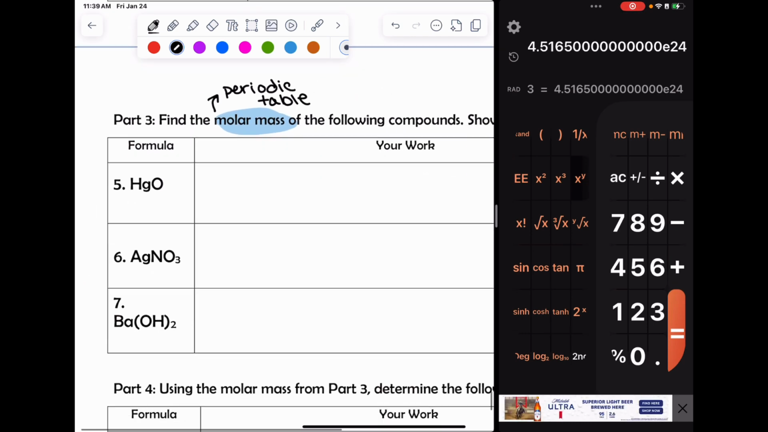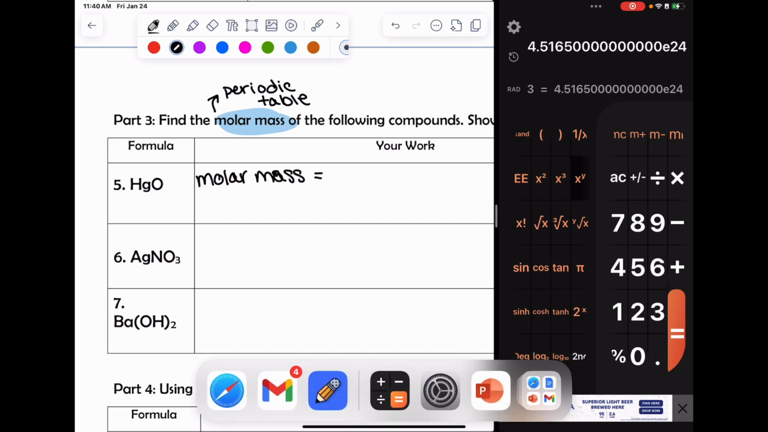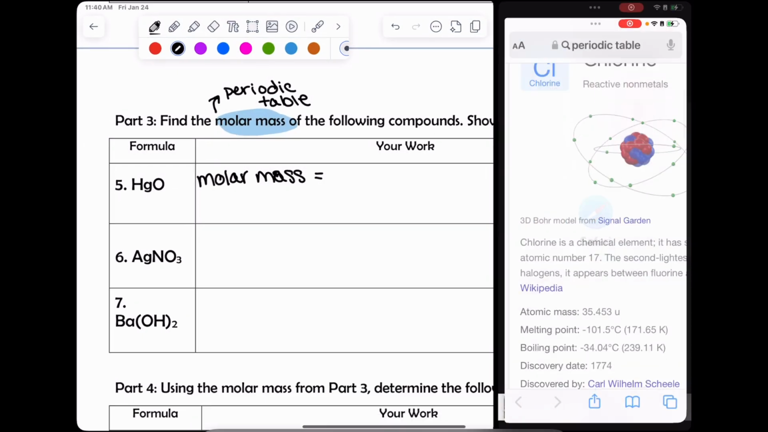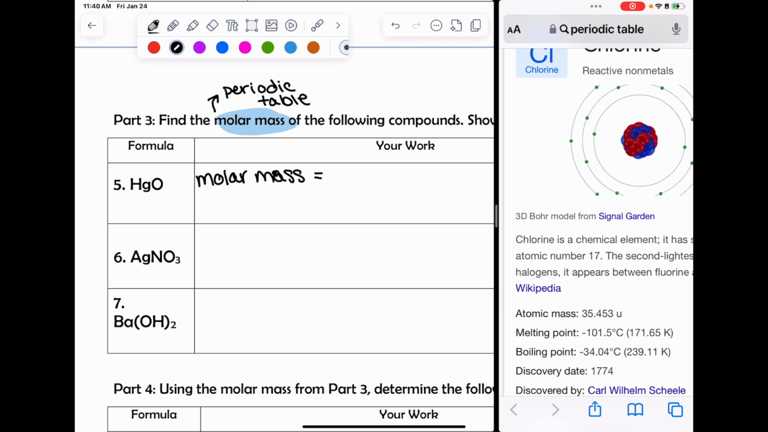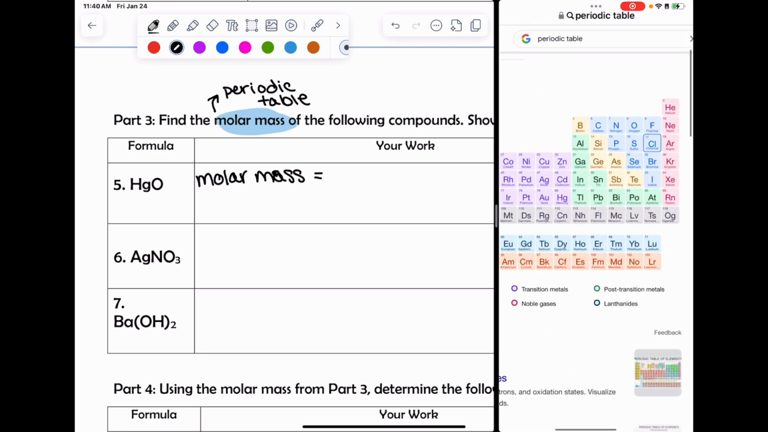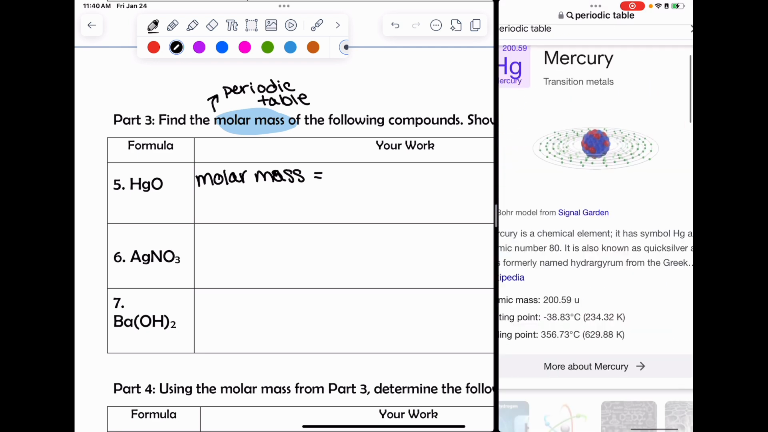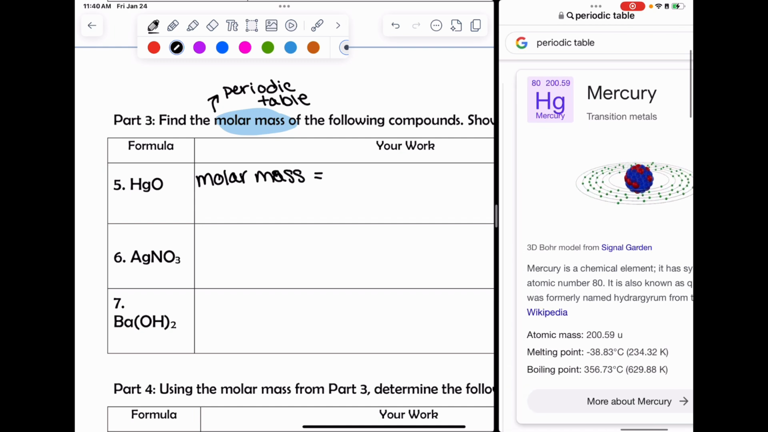We need to look up the mass of every single element on the periodic table and then add it together. So, starting with number 5, molar mass of HgO. So let me pull back up my periodic table here. All right, where is Hg? Hg is mercury.